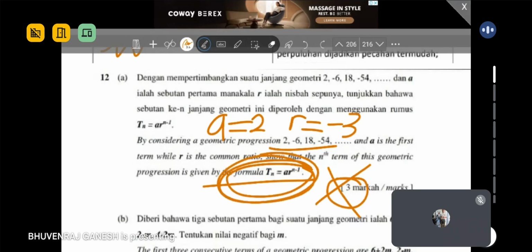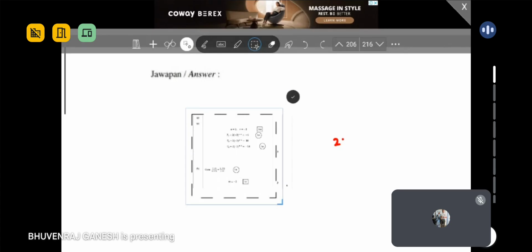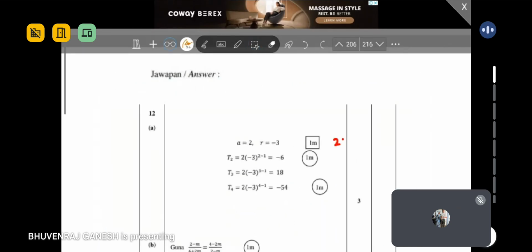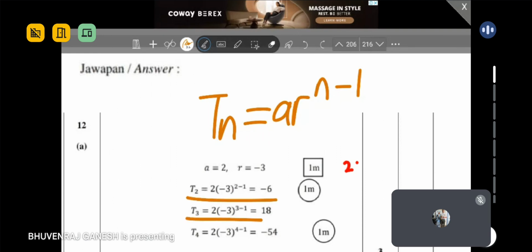So rumus am kat sini adalah yang ni lah. This is your general formula. So now, you must find the pattern of numbers that can give you this answer. Am I right? Kamu kena cari pola nombor. So pola nombor tu datang dari mana? Dari sini lah. That is your number sequence or number pattern. So you start to form your progression from the numbers given. So example, you can see over here. You try to arrange the numbers in the formula. Your formula is Tn equal to AR power n minus 1. So you just write out only. Tulis saja. T2, T3, T4.